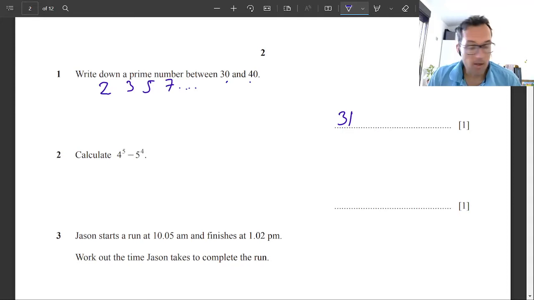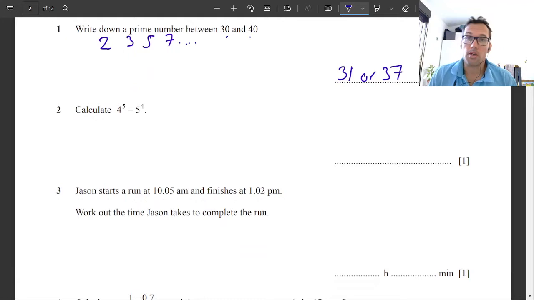Not 33, it can be divided by 3. Not 35, it can be divided by 5. 37 is another one. 37 can only be divided by 1 and 37. 39 we can divide by 3 and 13.